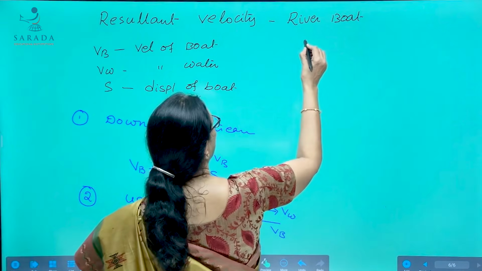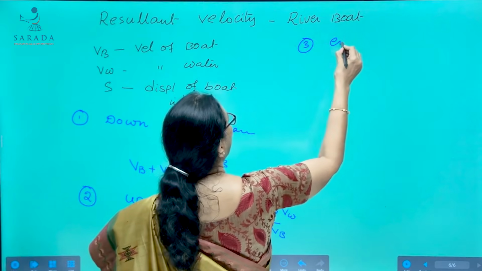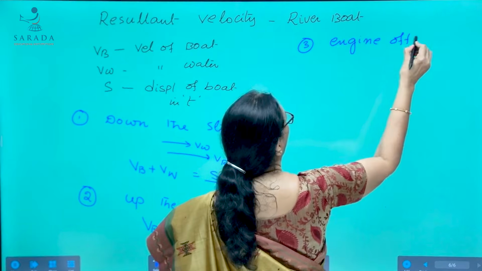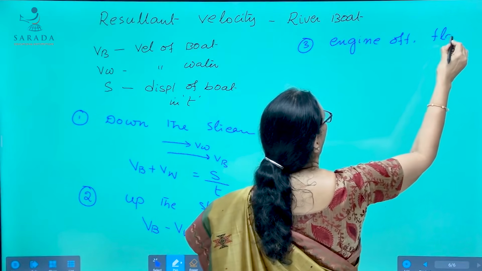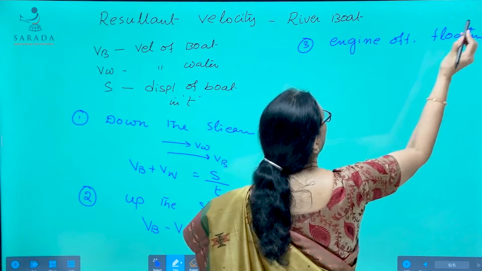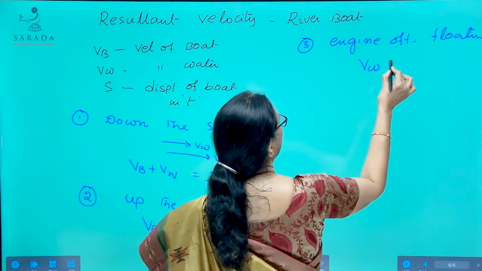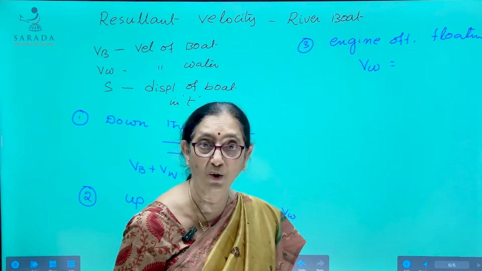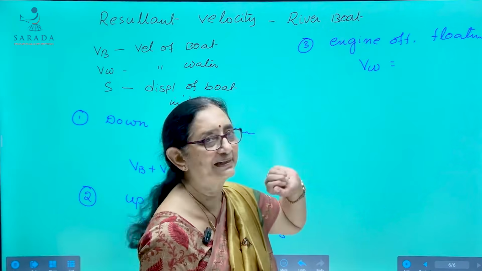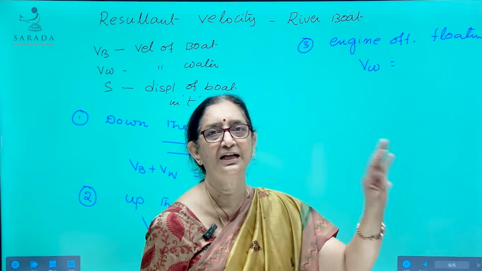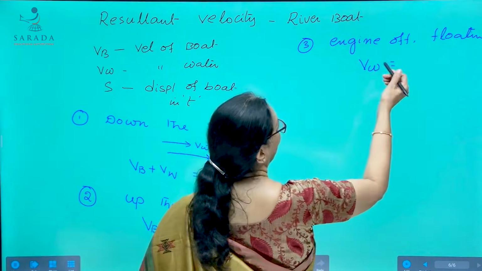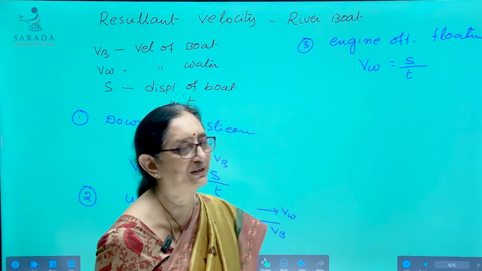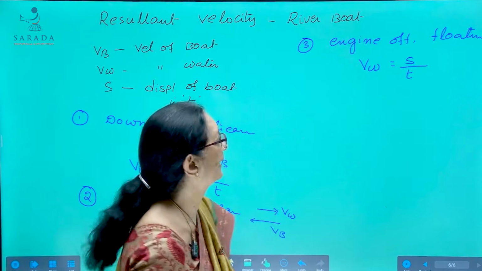So exactly in the same way, in the third case, with its engine off, the boat just floats. When the boat is floating, its resultant velocity just becomes the velocity of water, because it has no velocity of its own. Its engine is off, so it just moves along with the water flow. So its resultant velocity is VW. If S is the displacement in time t when the boat is floating, VW is equal to S by T.